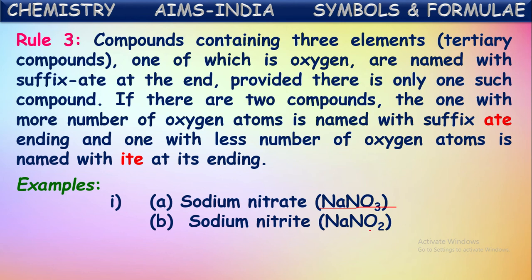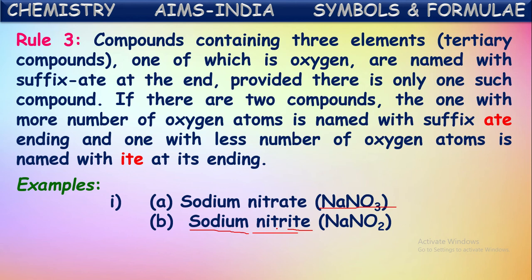Got it? Now if you observe the second compound's formula, the number of oxygens is less than the first one. Same elements, but first the metal's name, sodium, is written. Then the second non-metal, nitrogen, is written. At the end of this non-metallic element's name, -ite is attached by eliminating one or two letters. Now it became nitrite. Now we can say its name is sodium nitrite.